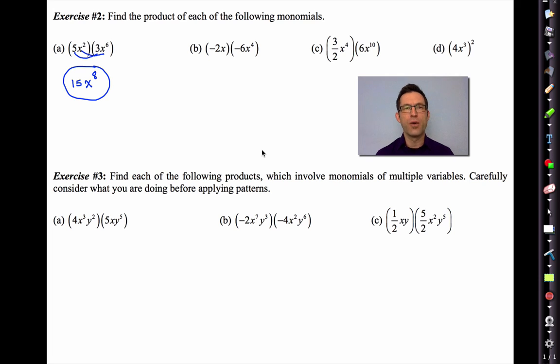Why don't you pause the video and do letters B, C, and D. Try to do as many as you can without a calculator, including letter C, where you have a fraction involved.